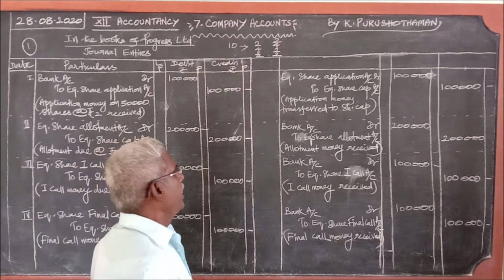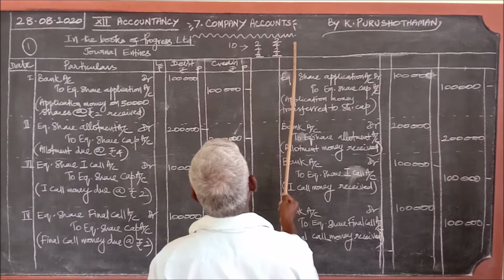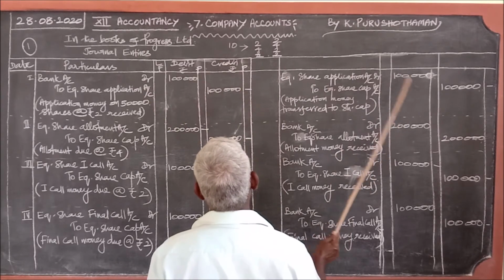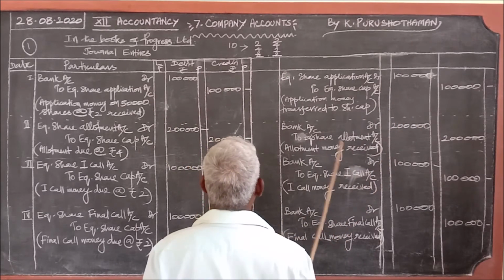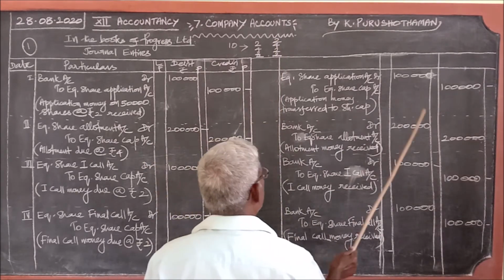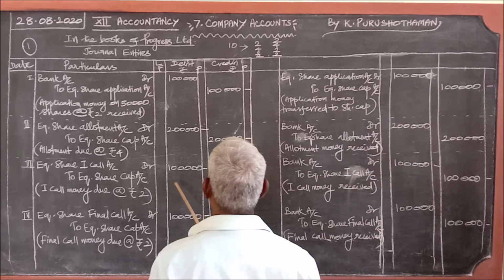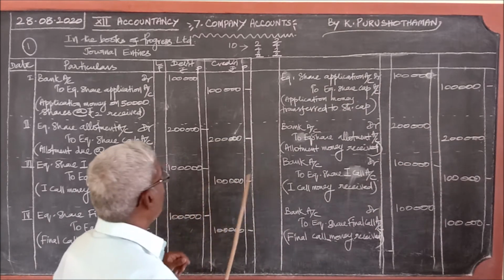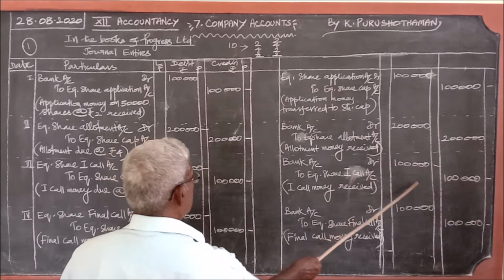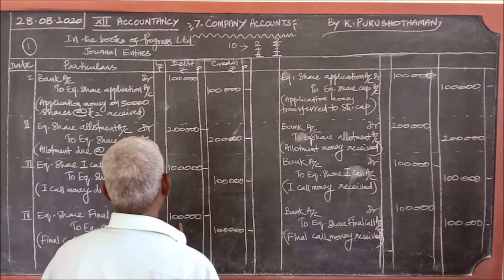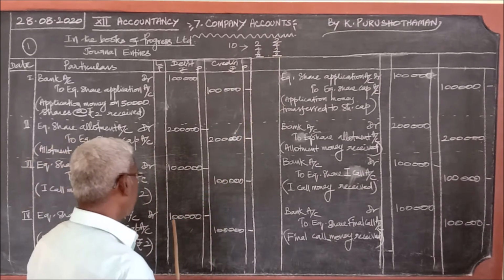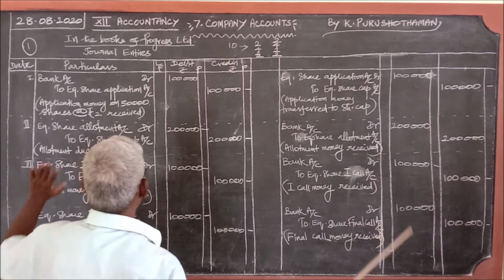Therefore, first stage application money 2 rupees at the rate of 50,000, 2 into 50,000, 1 lakh. For the first stage 2 journal entries. For the second stage, allotment money 4 rupees. Therefore, 4 into 50,000, 2 lakhs. We have written. And the third stage, first call also rupees 2. It is given in the problem. Therefore, 2 into 50,000, 1 lakh. We have written. And the fourth stage, second and the final call, the same 2 rupees. 2 into 50,000, 1 lakh we have written.